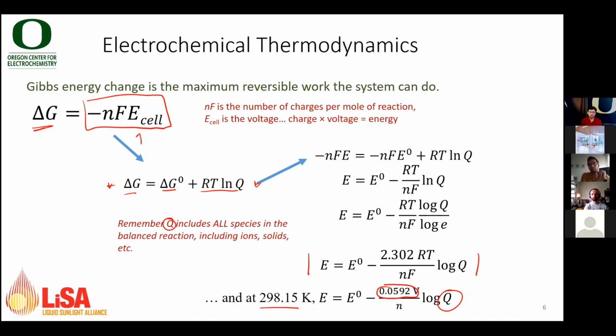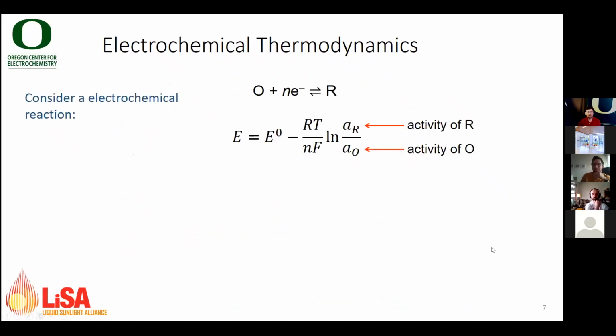Okay, so any questions on that? So I think everybody's seen the Nernst equation, but maybe didn't think that carefully about where it exactly came from. Some of the students, maybe. Okay, good, everybody got that? Okay, so let's keep going here.